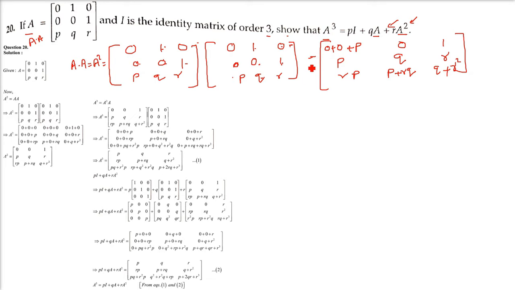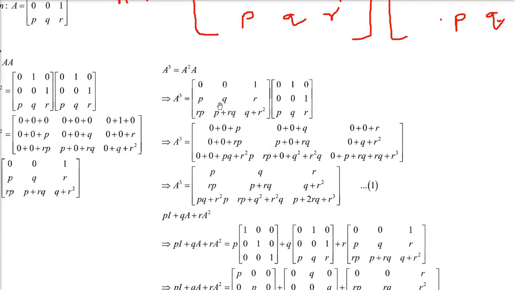Now this is A square. Now we'll put it here, but we have to find out A cube also. So A cube, we'll multiply this again with A, that is again write 0, 1, 0, 0, 0, 1, P, Q, R, and then multiply. This is the final result of A cube. So it will take some time. So I'll just show you the final result. I hope you'll be able to do it.